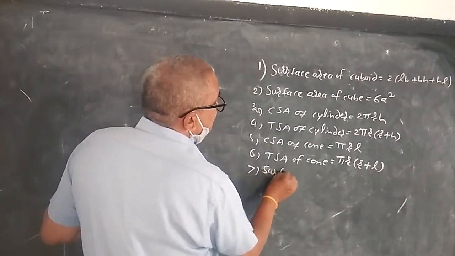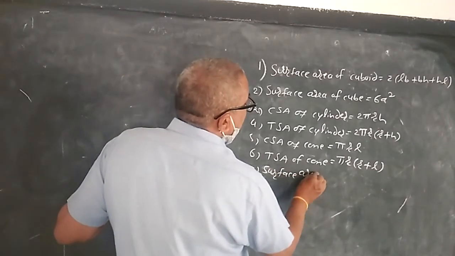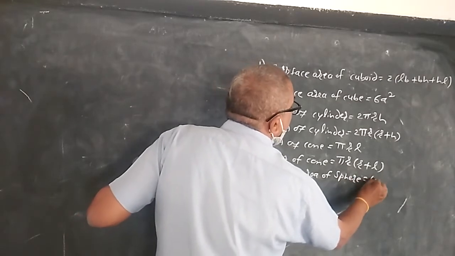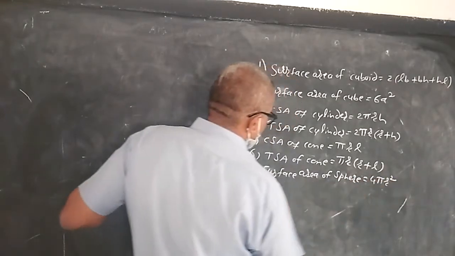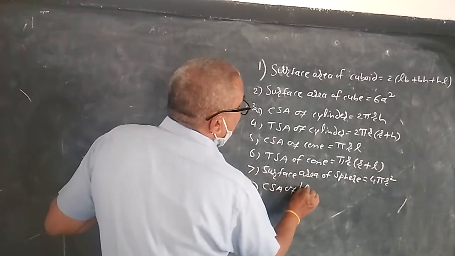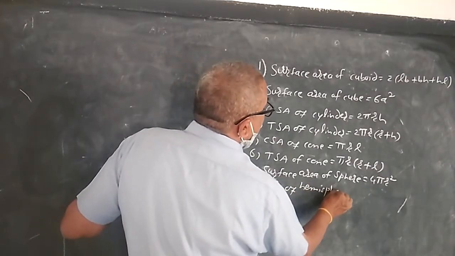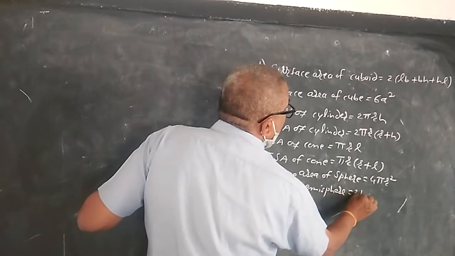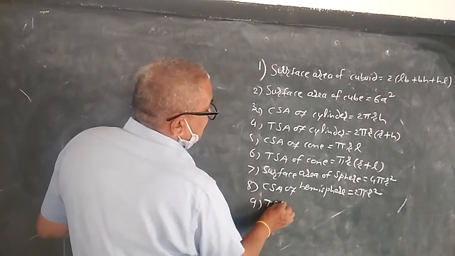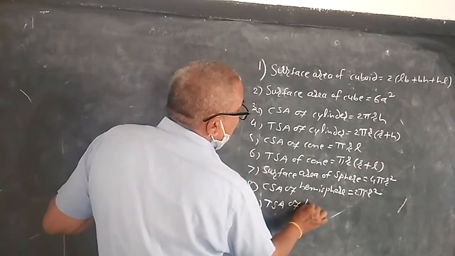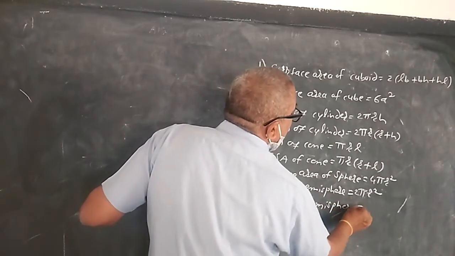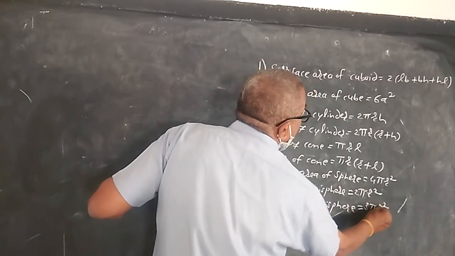Surface area of sphere equal to 4 pi R square. CSA of hemisphere equal to 2 pi R square. TSA of hemisphere equal to 3 pi R square.